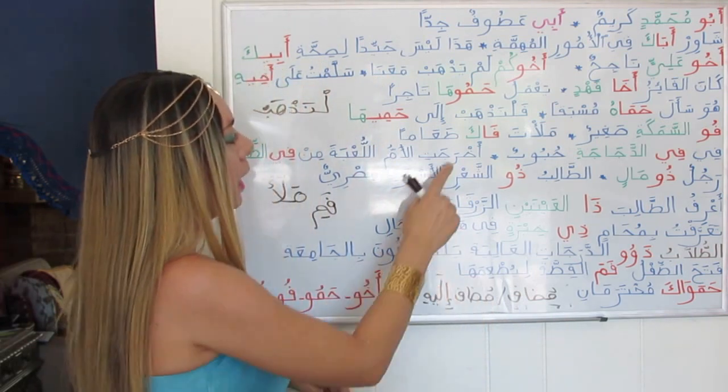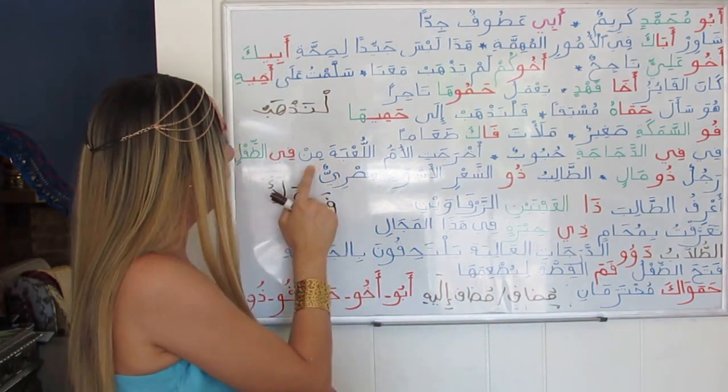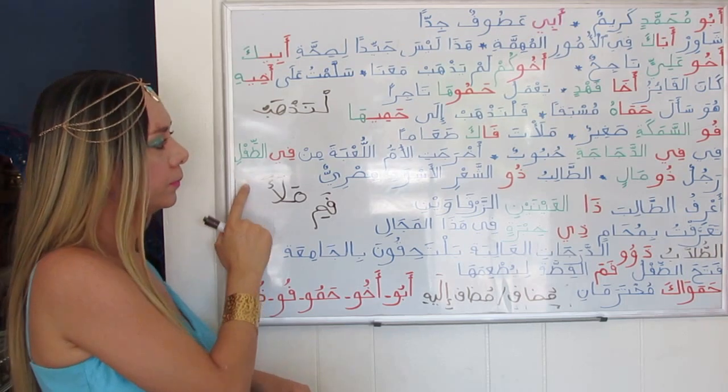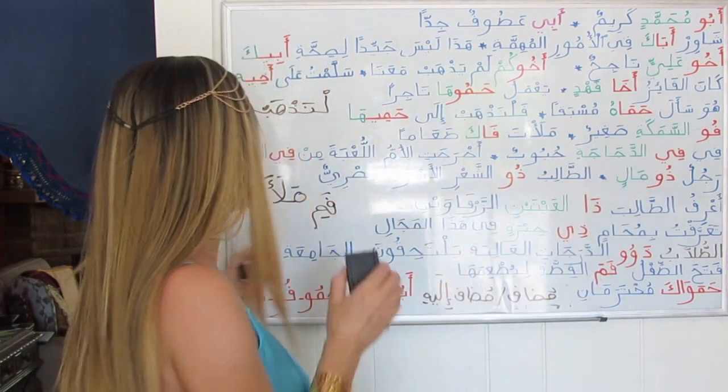Alright? Here, أخرجت الأم اللعبة من في الطفل. أخرج is form four, to remove or to take out. أخرج.